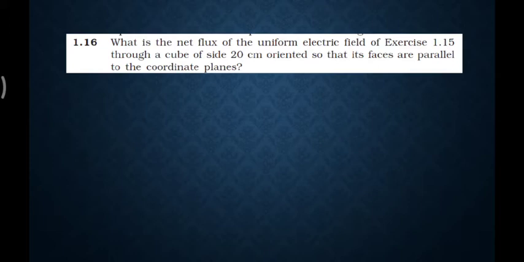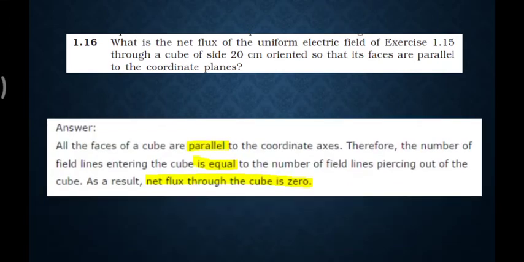In which square do we have to find the flux which is parallel to the electric field? I can answer it in a second. All the faces are parallel to the field, therefore the number of field lines passing through the cube is equal in and out, so the resultant flux through the cube is going to be 0.